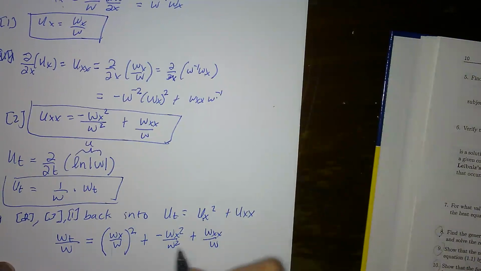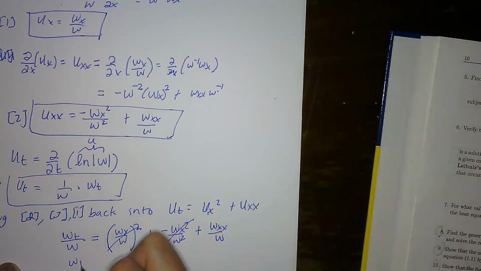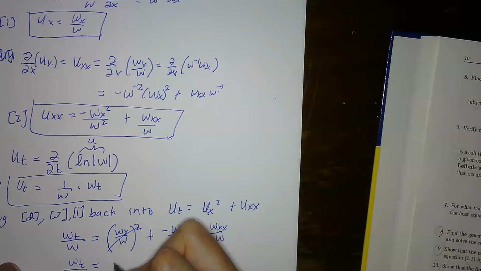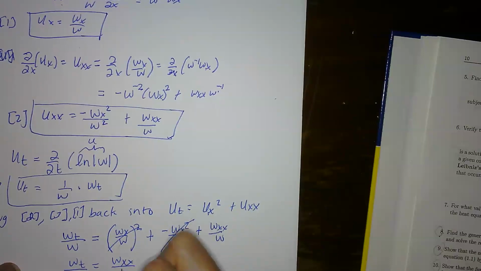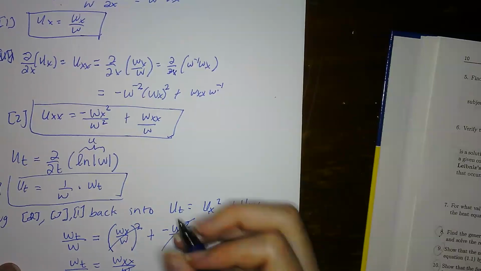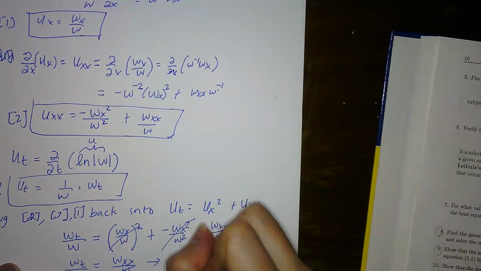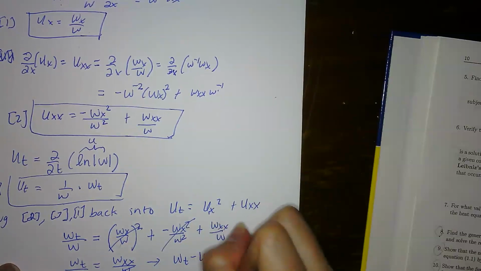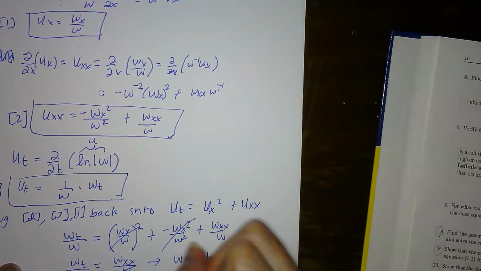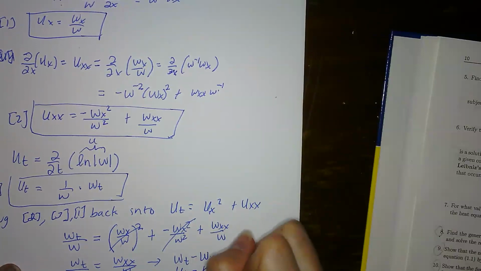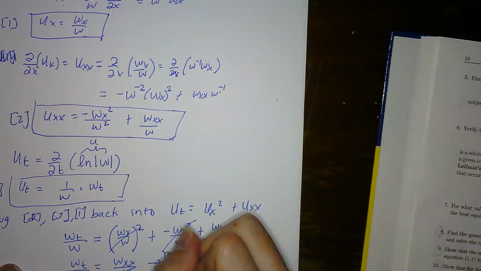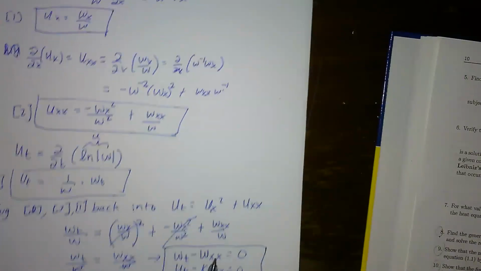Well, look, these terms are essentially the same, but they are inverses. So these guys go away. We end up with w sub t over w is equal to w sub xx over w. These guys go away. And you can see that w sub t minus w sub xx is equal to 0, similar to the heat equation, which we saw earlier, u sub t minus k u sub xx is equal to 0. These two have the same form, and we have proof that it does reduce to the heat equation.